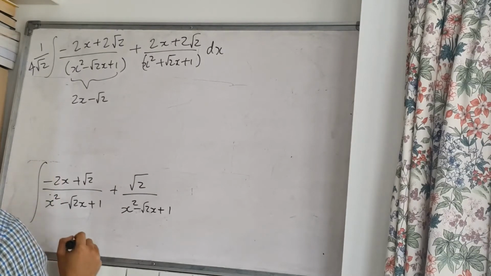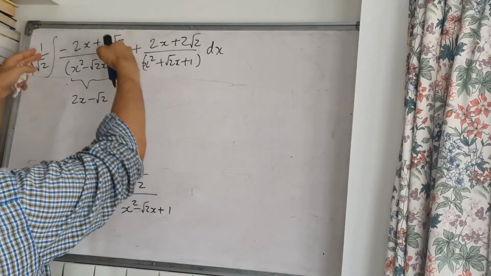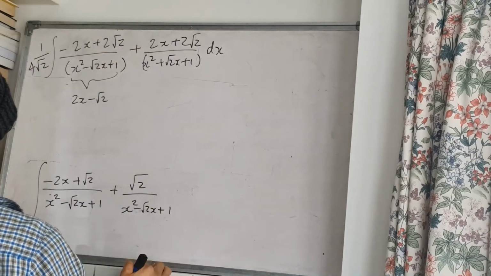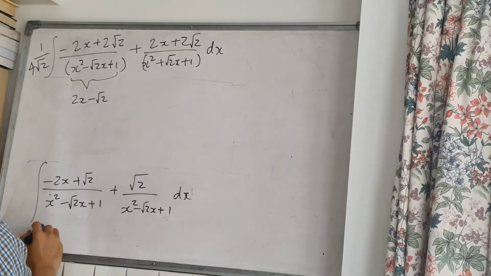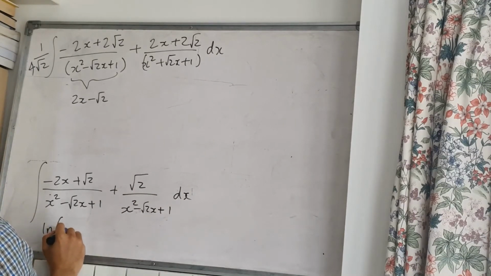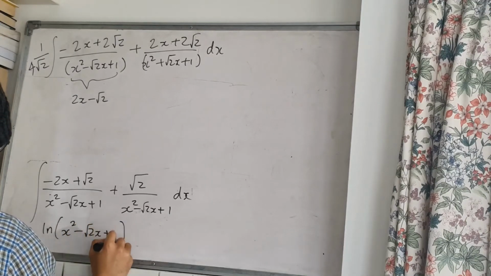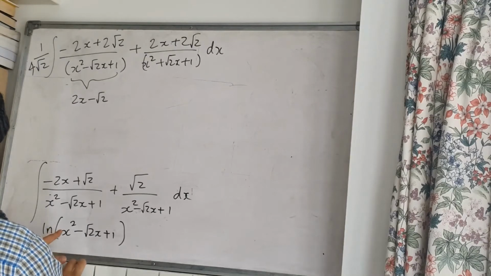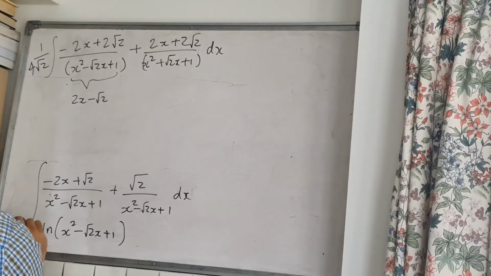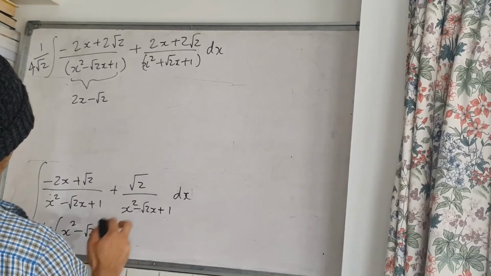So yeah, so we can integrate that. So that would be the ln of x squared minus root 2x plus 1, because to differentiate that, you would get that part of that fraction. Because when you differentiate x squared minus root 2x plus 1, you get 2x minus root 2, but you just put a minus in front.